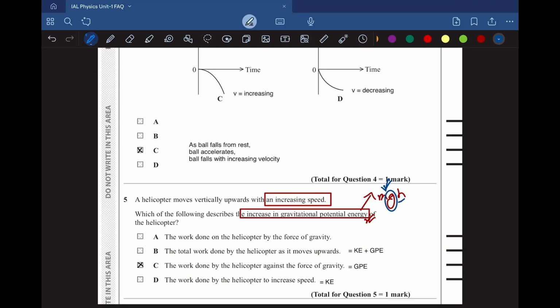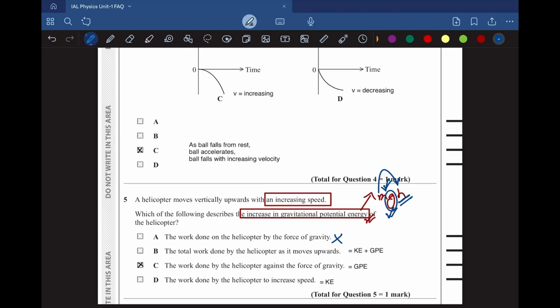You have achieved the height, and in order to achieve the height, your mass has achieved the height. Why has your mass achieved the height? Because you have done work against the force of gravity. Now let's go through the points that they've given. The work done on the helicopter by the force of gravity. We are talking about your mass doing the work against gravity, not gravity doing work on you. So basically this is not the answer.